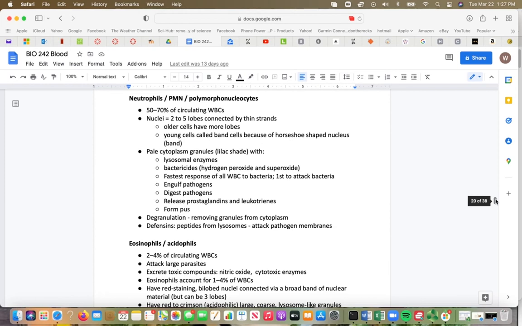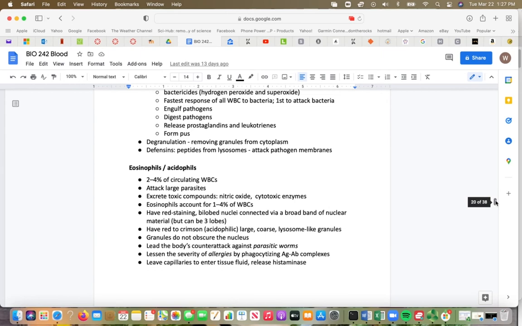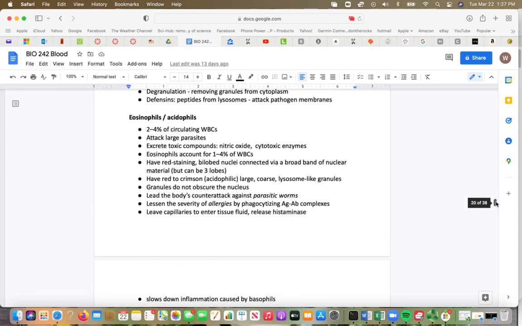So it's one of the things that can be checked for to see if there is a possible infection, but they can also elevate from other things like trauma to the area. So they'll engulf pathogens, digest them, and release prostaglandins and leukotrienes, which help to form pus. Degranulation is when you remove those granules from the cytoplasm. Defensins are peptides that come from the lysosomes, and they help to attack pathogen membranes.